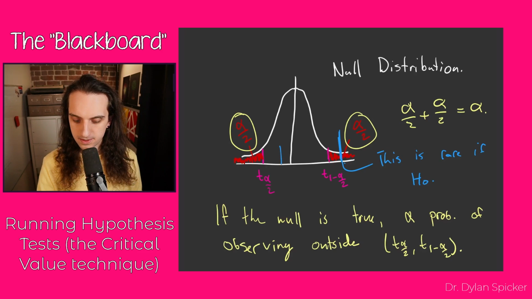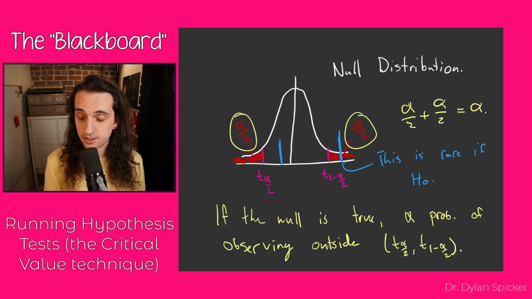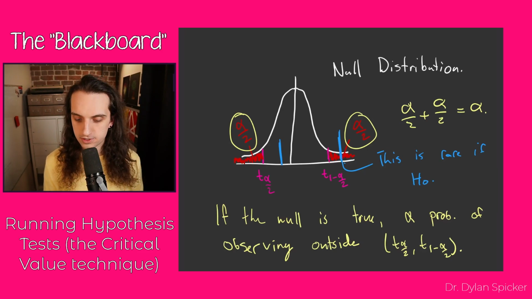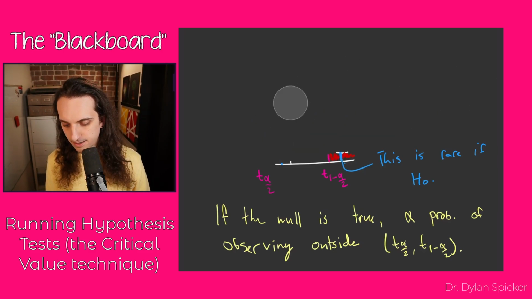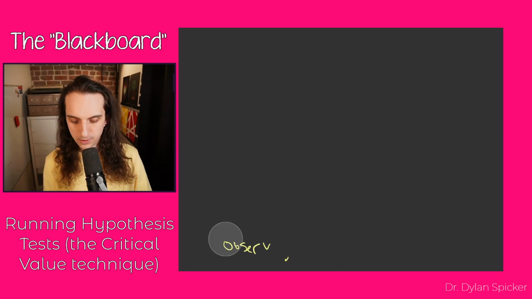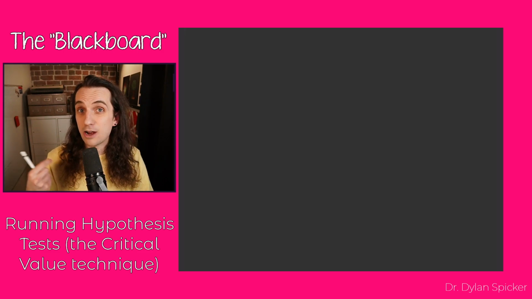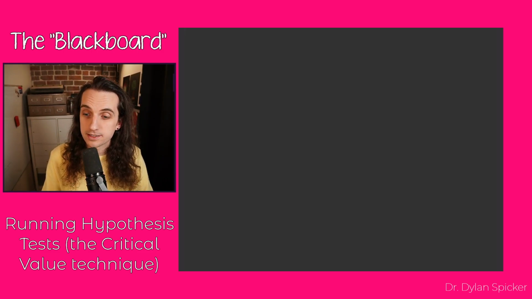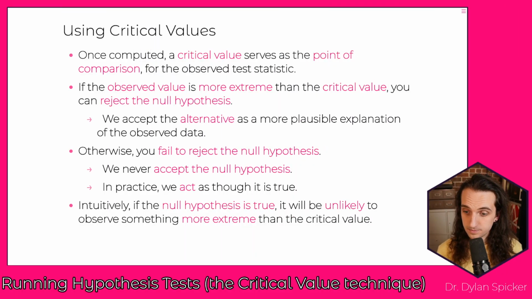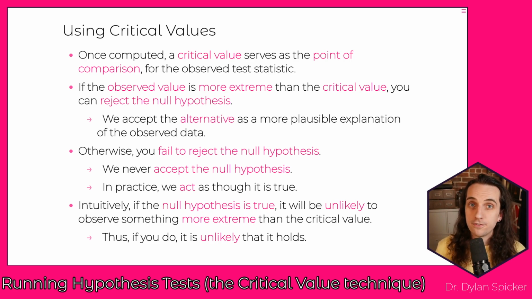If, on the other hand, we observe something in here, then that's not rare if the null hypothesis is true. And so that's where our critical values are coming from, right? It's useful to keep that picture in mind. That's where we're saying if you observe something that is outside of that range, then you can reject the null hypothesis. And so if we're observing something more extreme, then we reject the null hypothesis because the null hypothesis is unlikely in that case. And so if you think it's unlikely that the null holds, we reject it. We accept the alternative as a better explanation for what's generating the data.